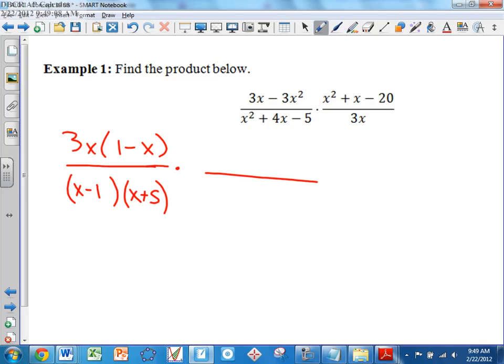Okay, that numerator there. 3x, 1 minus x. Remember, if you take a 3x out of 3x, you're left with just 1. If you take a 3x out of 3x squared, you're left with the x. The numerator of the right side: x plus 5 and x minus 4. Very good, and the denominator is still just 3x. Well, take a look. A lot of stuff starts canceling, doesn't it?